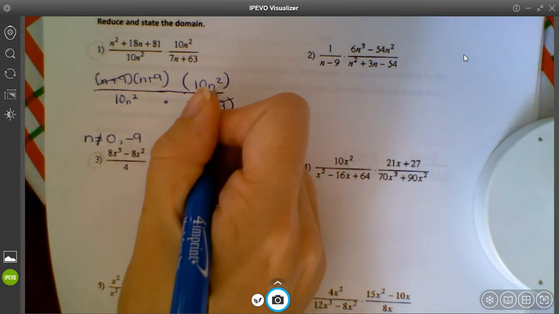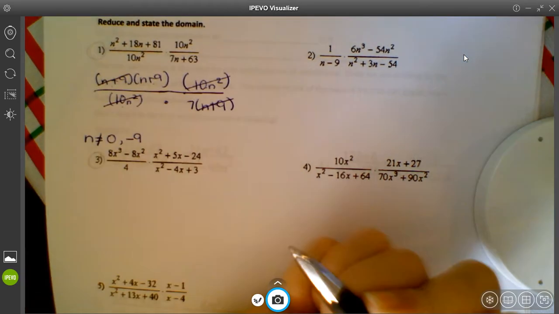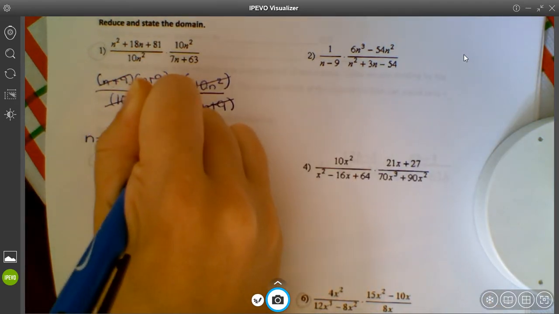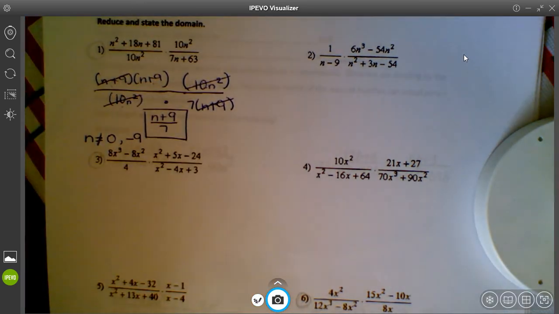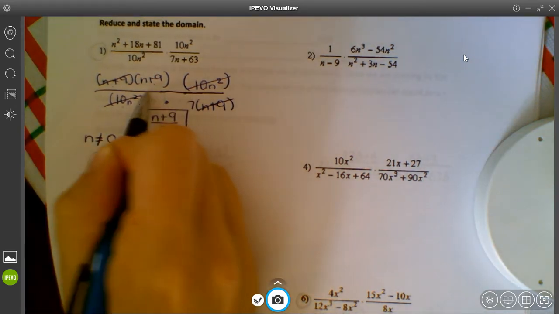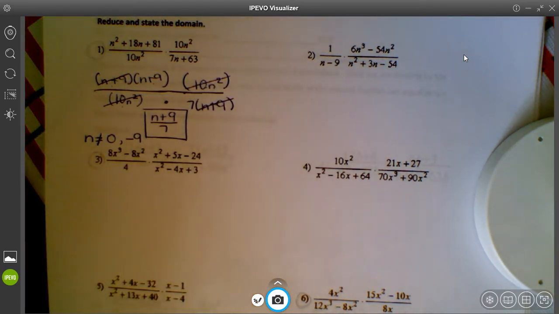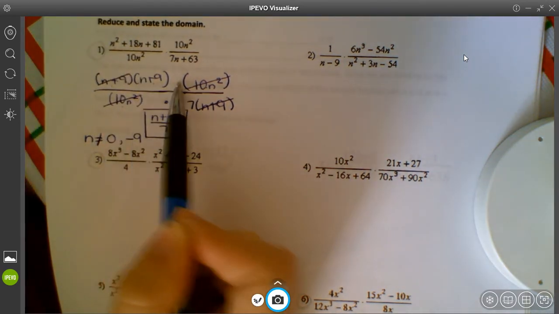Here is a 10n squared. Here's a 10n squared. So what I'm left with after eliminating is n plus 9 over 7. So again, the only difference of multiplying these from our last lesson is extending that bar and just getting more factors to deal with. Because remember, the definition of factors are terms multiplied by each other. So over here, these are multiplied by each other, and then we're just adding more multiplying.